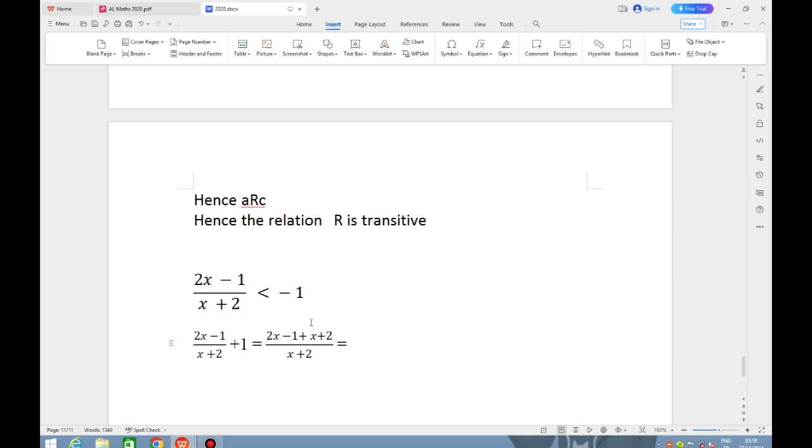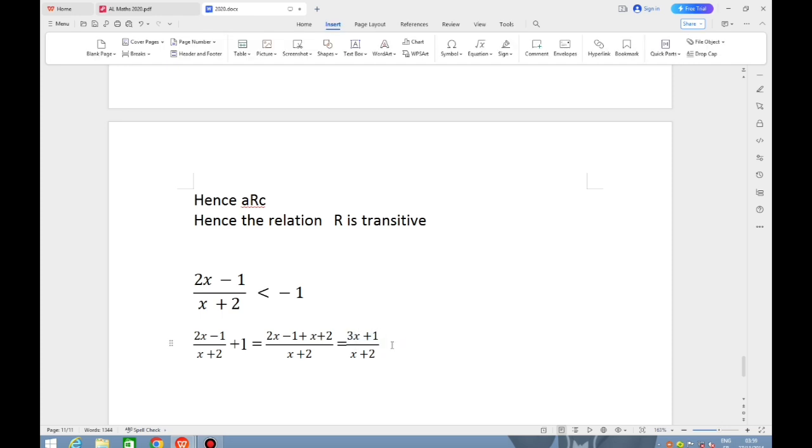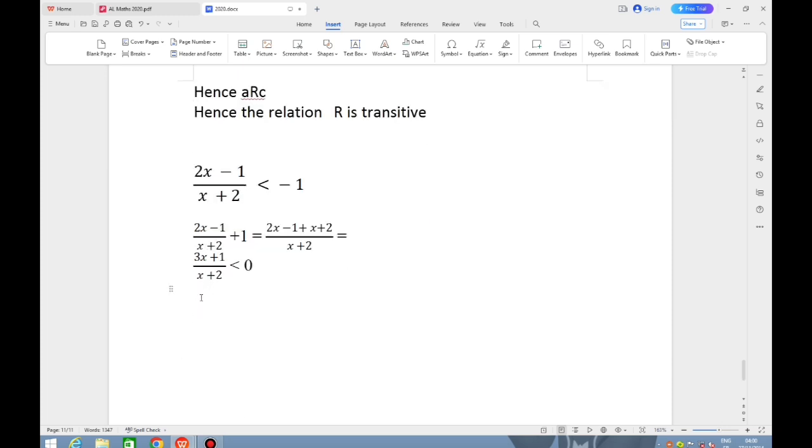Oh yeah, this is equal to 3x, and negative 1 plus 2 is equal to 1. So we have (3x plus 1) over (x minus 2), and this should be less than 0. Now the zeros of this expression: we equate the numerator and the denominator to 0, so 3x plus 1 is equal to 0, and x plus 2 is equal to 0.